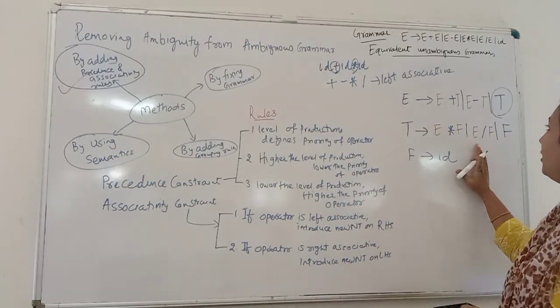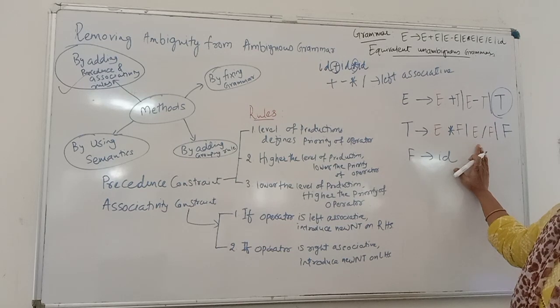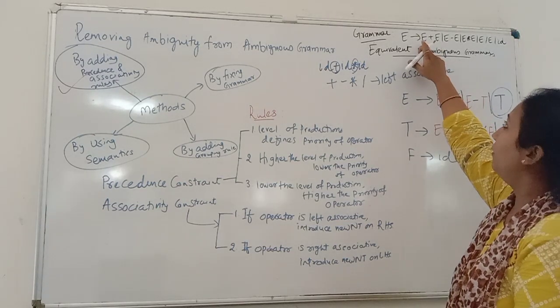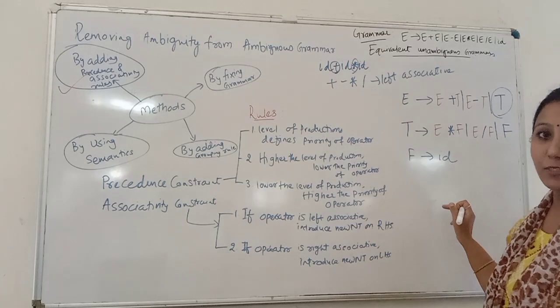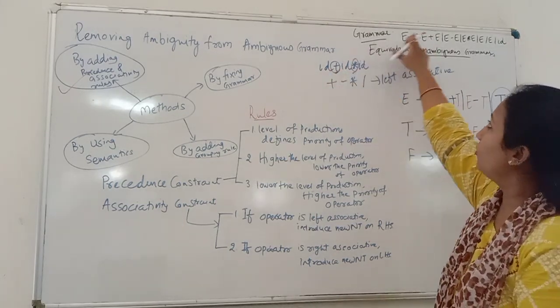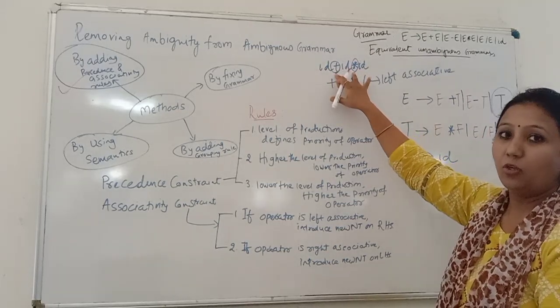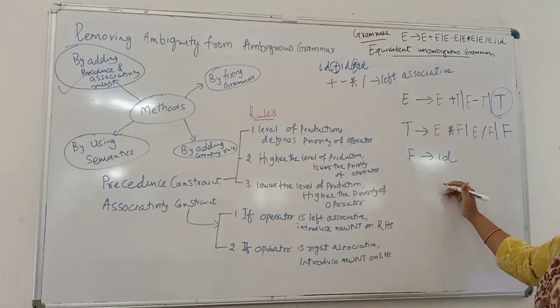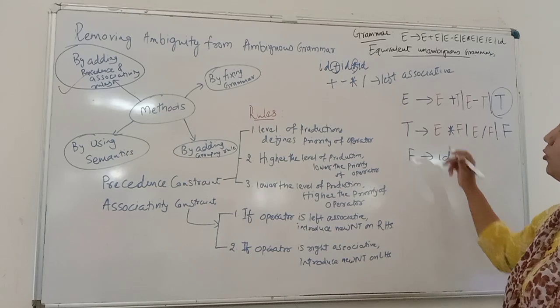Now this is the unambiguous grammar for this ambiguous grammar of arithmetic expression. Now, because over here first we have seen that using the ambiguous grammar we get 2 trees, let's see how many trees we get to generate this string.